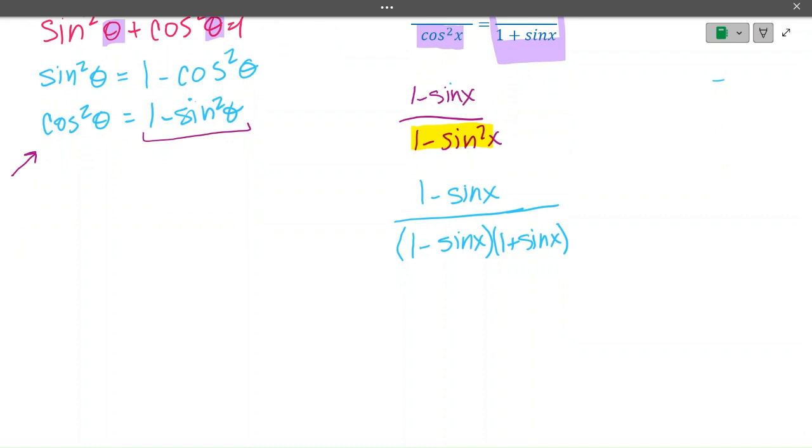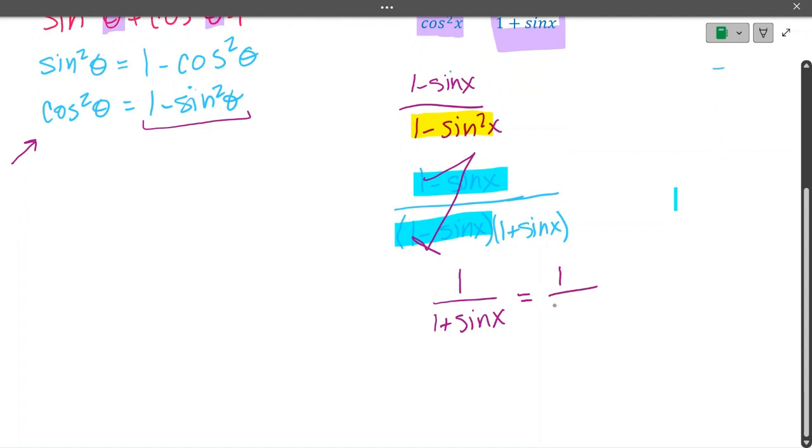What this means for us is that we now have a product of two binomials in the denominator, which means we can simplify our fraction. So I have 1 minus sine of x in the numerator, and I have 1 minus sine of x in the denominator. The denominator is being multiplied, which means we can now reduce these. 1 minus sine of x divided by 1 minus sine of x is 1. That leaves me with 1 in the numerator and 1 plus sine of x in the denominator. And guess what? That is exactly what we were trying to show. So we just proved our identity using the Pythagorean identity.